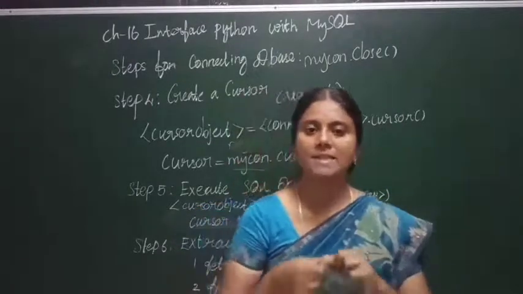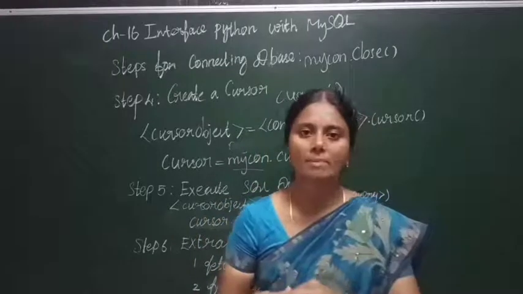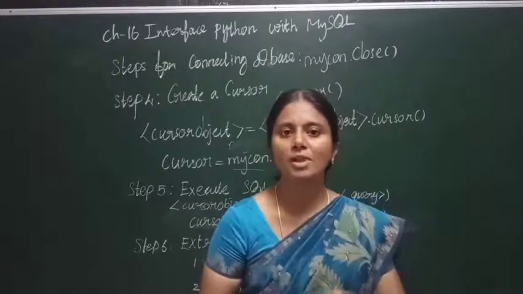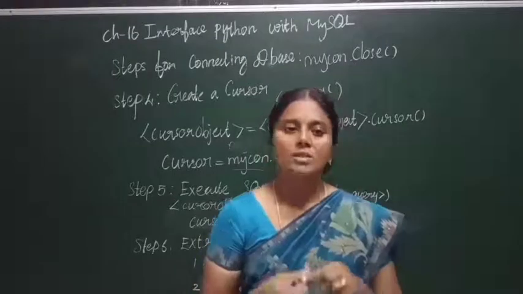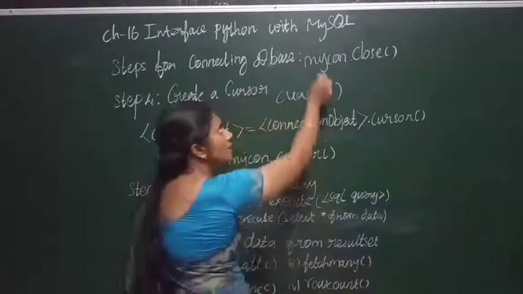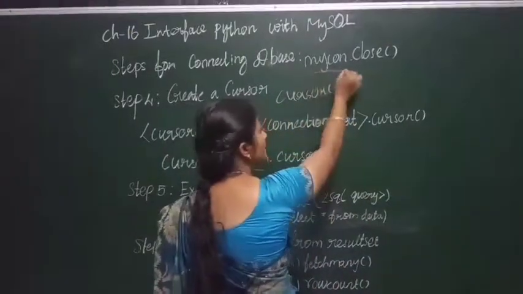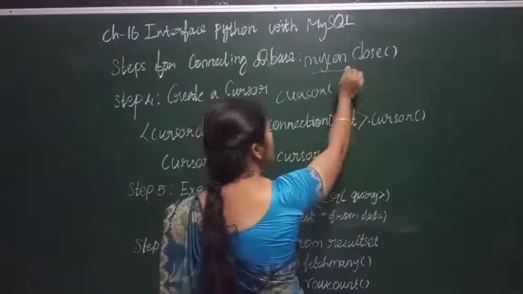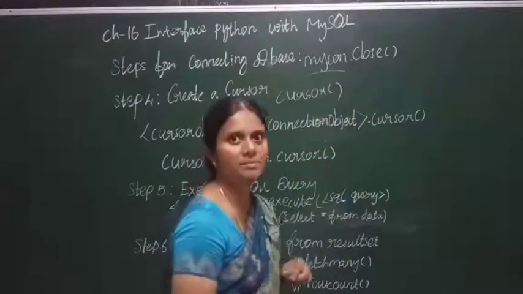The 7th step is clean up the environment. This is the step where we close our connection. So how will you close the connection? Using the connection object dot close function, mycon dot close.